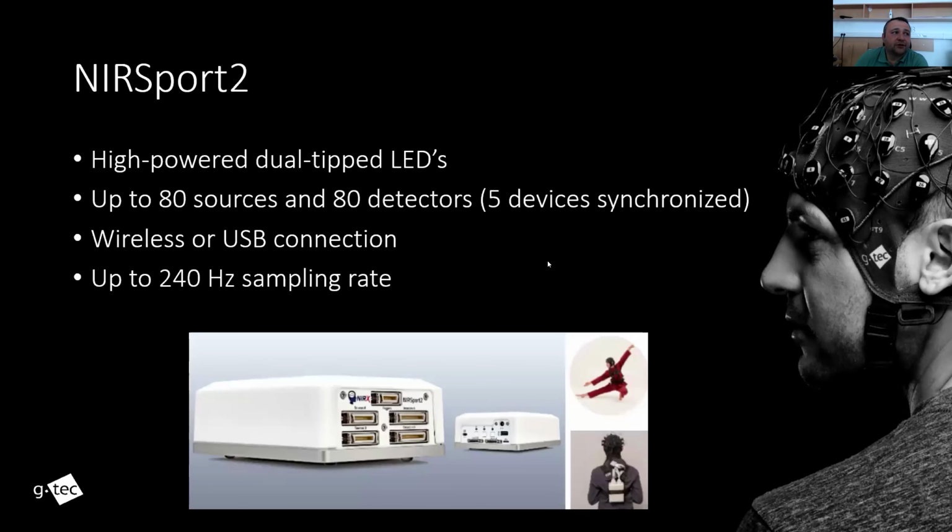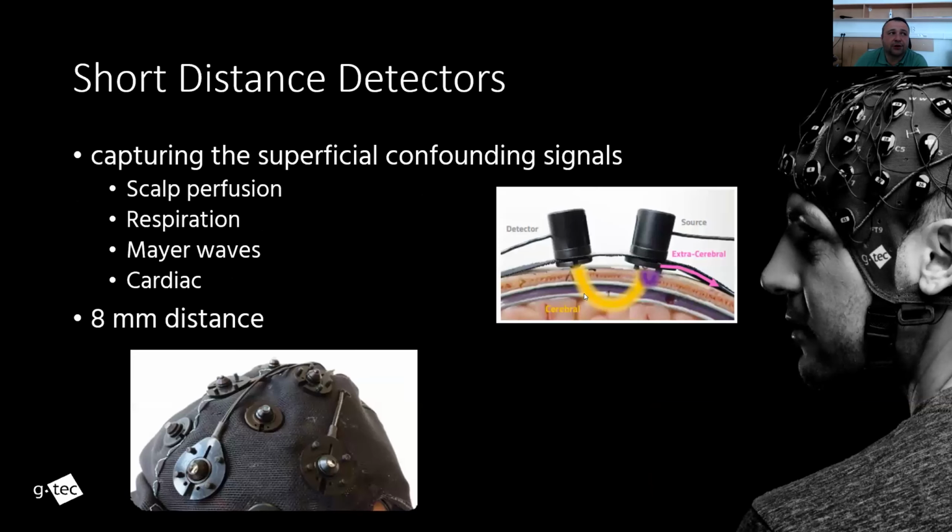The NIRS Port 2 device has high-powered dual-tip LEDs. It can go up to 80 sources and 80 detectors while having 5 devices synchronized, of course. It allows wireless or USB connection and up to 240 Hz sampling rate.